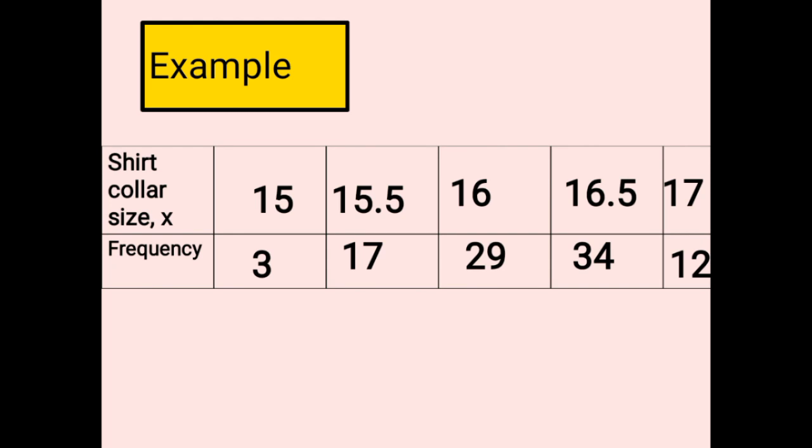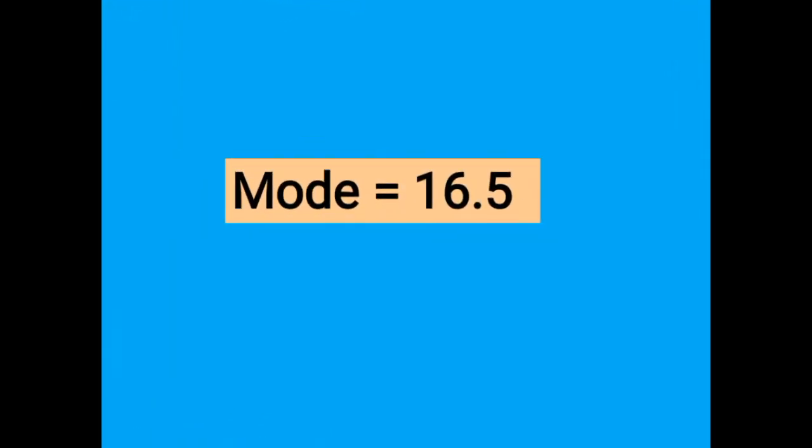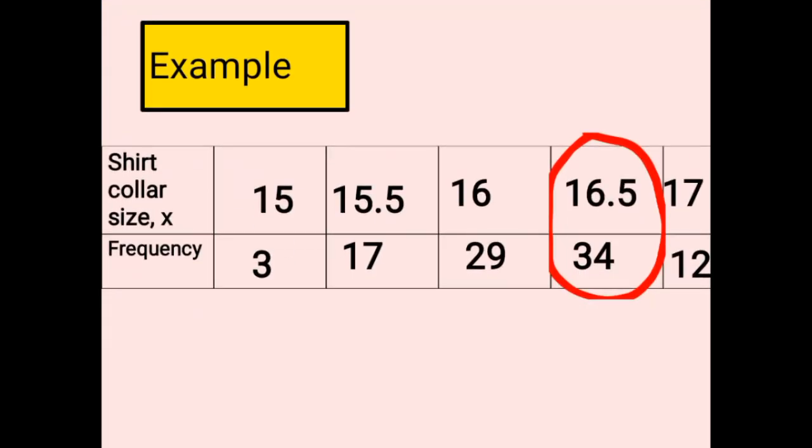Example, the table below shows the shirt collar size X that has been recorded of the male students in a year. The mode for this data is 16.5, as a total of 34 male students wear a shirt collar size of 16.5. 16.5 is the collar size with the highest frequency.